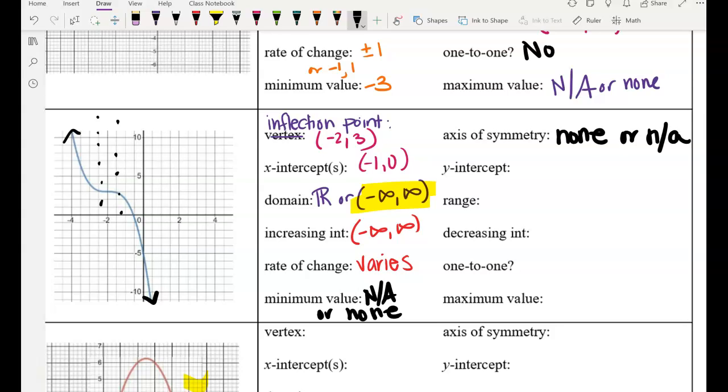Y-intercept. Yes, we do have one. Looks like, I'm going to approximate that about -5. So y-intercept is (0, -5). The range is listing out all the y values. The smallest y value is negative infinity, and the largest y value is positive infinity. So negative infinity to positive infinity, that's your interval notation. Or right now, we can also write all real numbers.